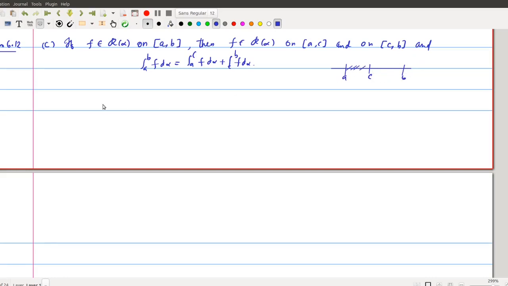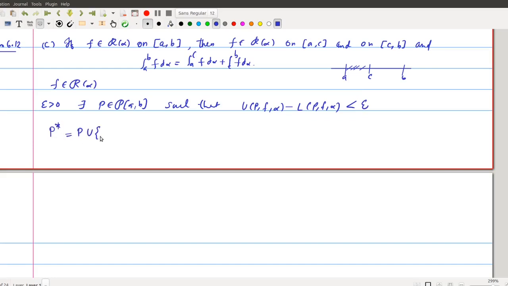Okay, so in order to prove this, we start with our first assumption that f belongs to R alpha. Then for every epsilon greater than 0 there exists P belonging to the set of partitions of [a,b] such that U(P,f,alpha) minus L(P,f,alpha) is less than epsilon. So this is the characterization. Now you define a partition P star by inserting c, a particular point inside this.